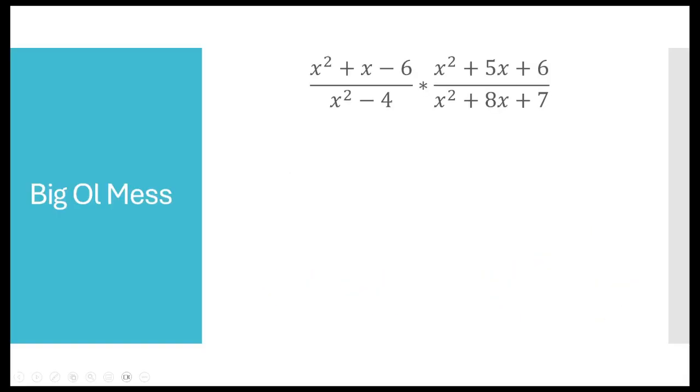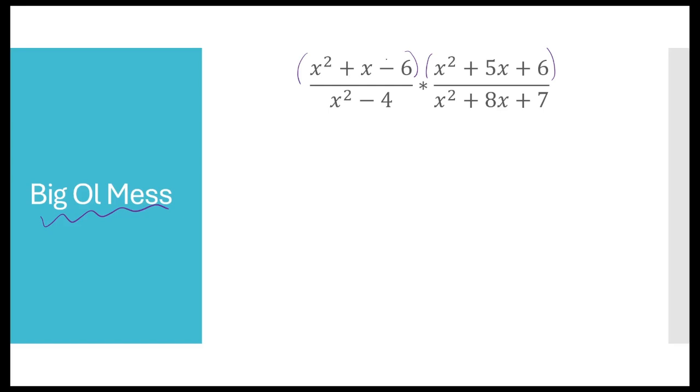So these problems will be, as you can see, a big old mess. And what I want you to do before you start multiplying, because I do not want to multiply this trinomial with this trinomial and end up with something enormous, I would like to see if anything's going to cancel first before I start multiplying. So let's factor what we're given, okay?